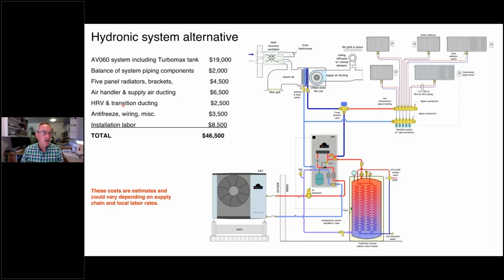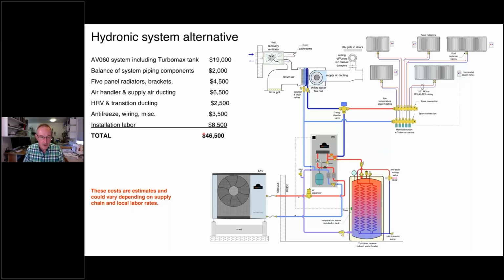HRV and transition ducting, we have to connect that HRV system into the air handler. Right there, $2,500 for that. Antifreeze, this is a monoblock system, and antifreeze is necessary to protect the system from freezing. Wiring the system, and some miscellaneous I allowed, total $3,500, and then installing labor to put this together, $8,500. Came up with about $46,500.